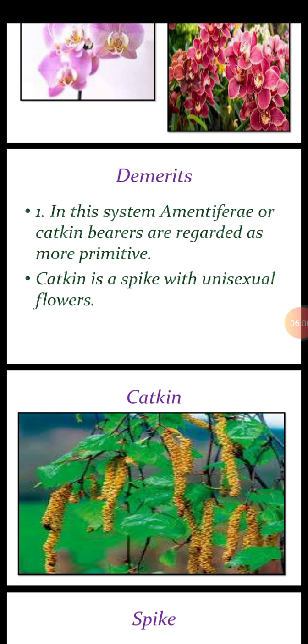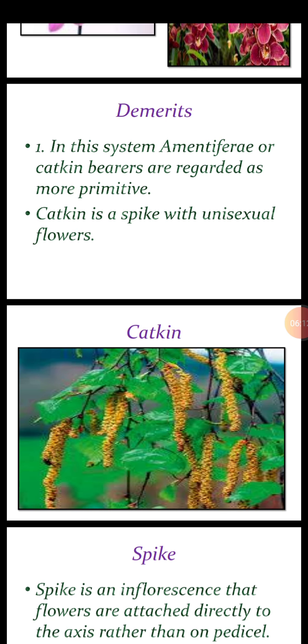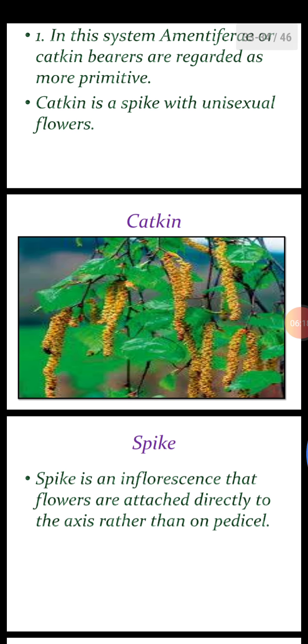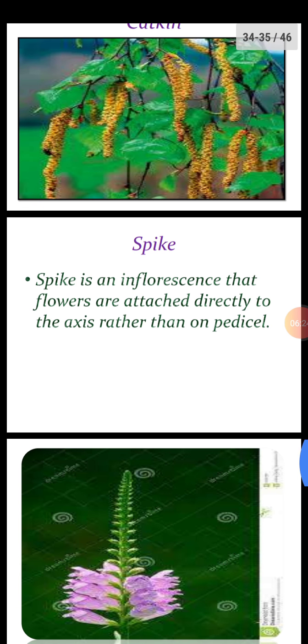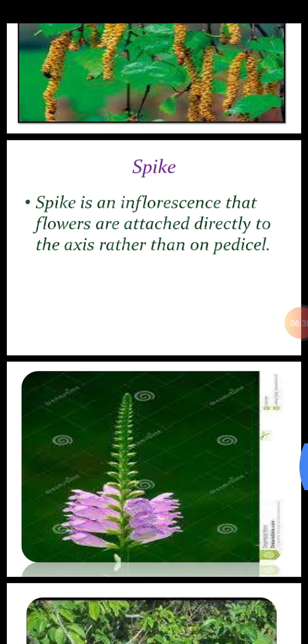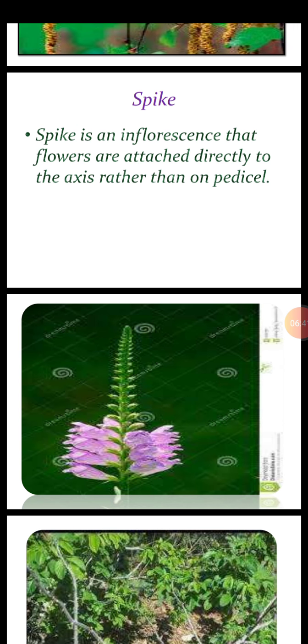Demerits or disadvantages. In this system, Amentiferae, a plant group of catkin bearers, are regarded as more primitive. What is a catkin? It is a spike inflorescence with unisexual flowers. Picture of a catkin, that is, trees with catkins. Now what is a spike? First of all, we will learn about inflorescence. The arrangement of a group of flowers on an axis or stem is called inflorescence. So a spike is an inflorescence in which the flowers are attached directly to the axis rather than on the flower stalk, the pedicel. As in the picture, it is shown.